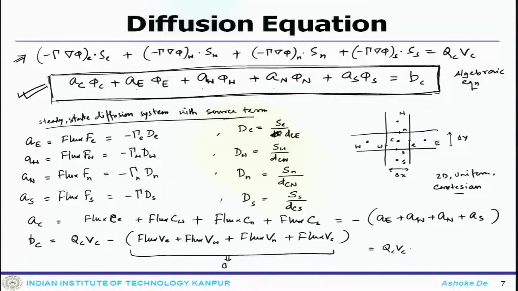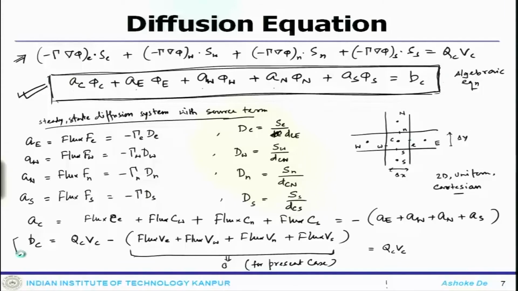And since all these fluxes, for this particular case, all these terms lead to 0, this will remain as Q_C V_C. Okay. One can carry these terms and then finally put the values, but for the present case these are 0. When the coefficients of the fluxes are non-zero, they will contribute to this right hand side vector.